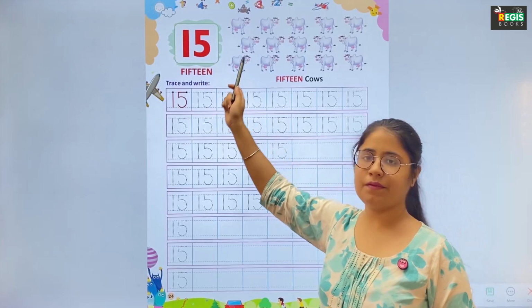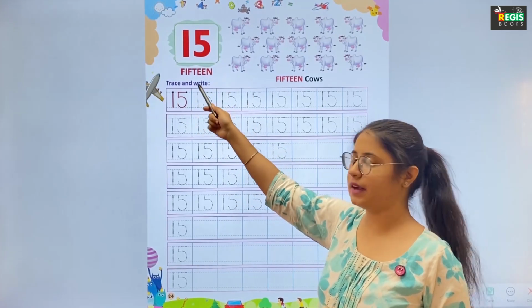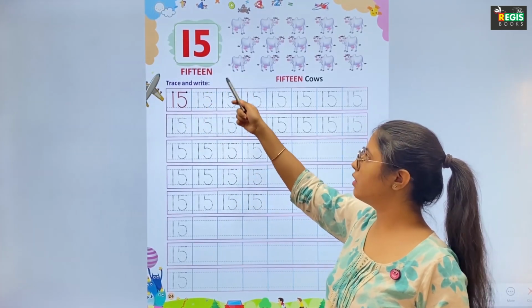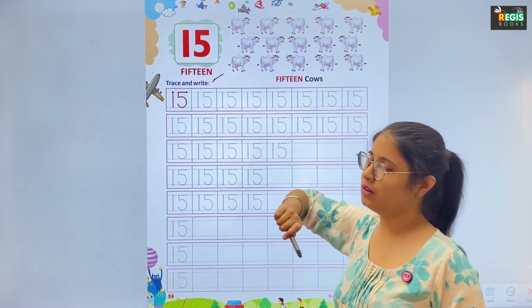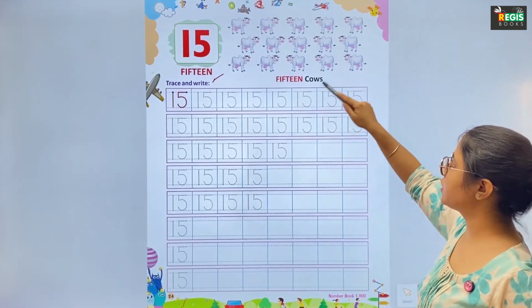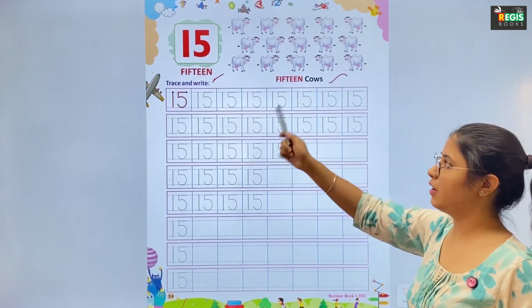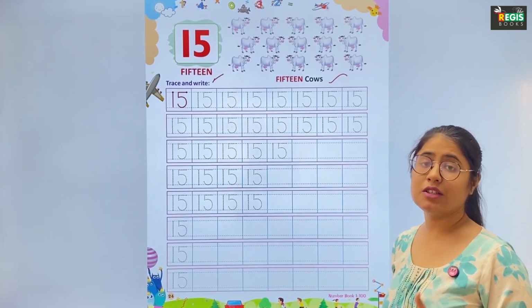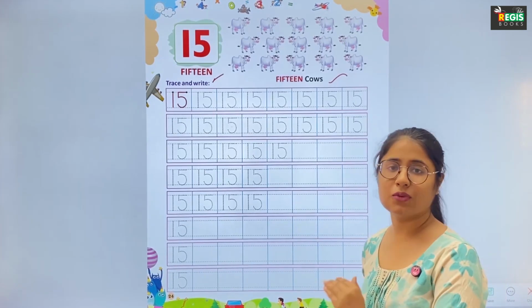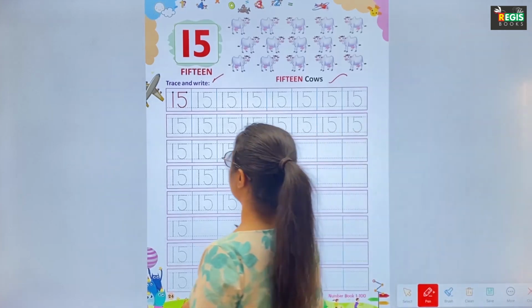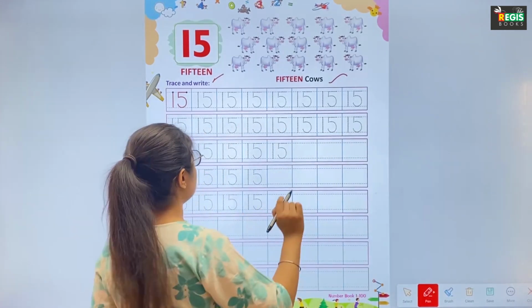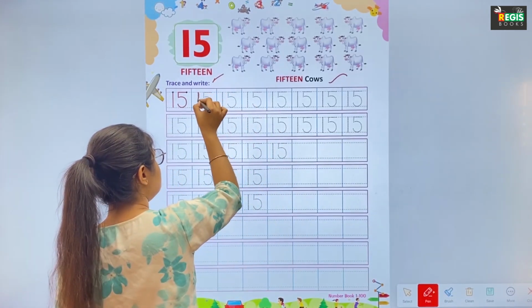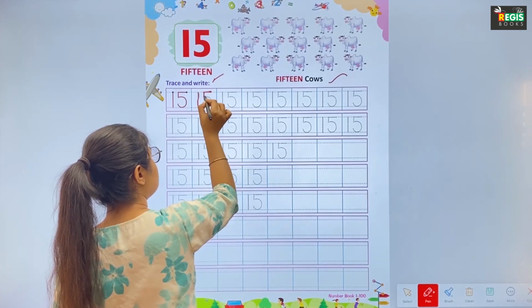1 5 15. FIFTEEN 15. These are total 15 cows. Trace and write. So kids, we write the number 15 by writing 1 and 5 together. So let's trace the number 15 with me. First write 1, then number 5.